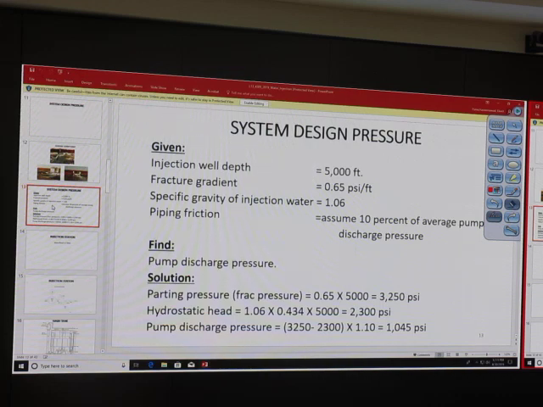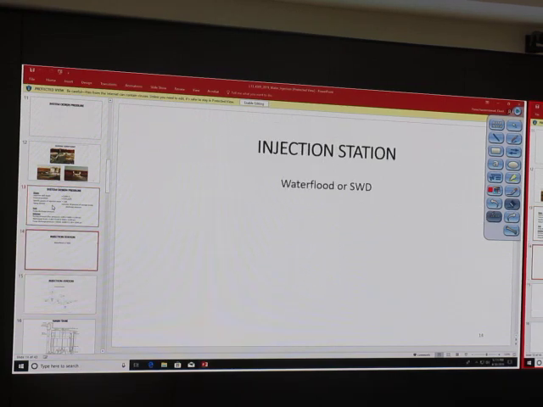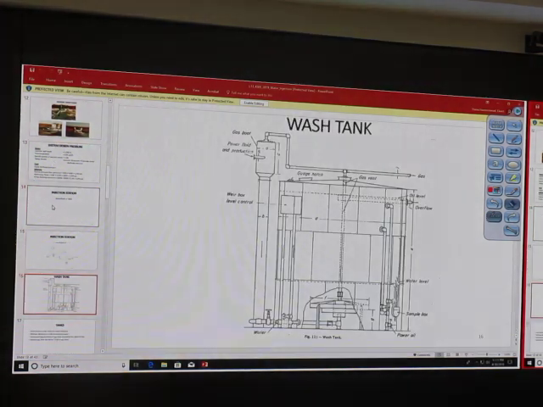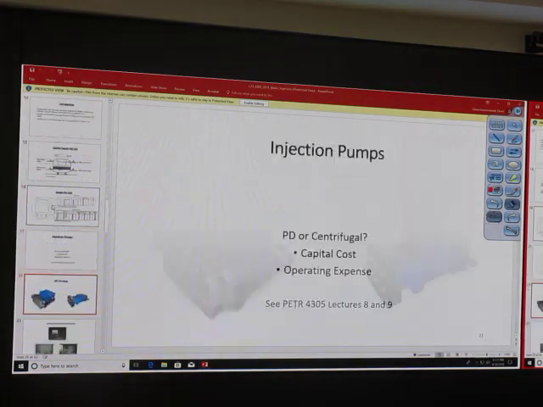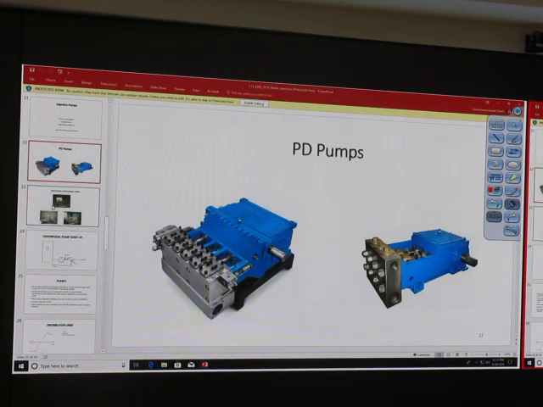For the calculation, you need to know the names of several things. Another picture. What is this pump? Triplex pump, right? Triplex. Is it PD or centrifugal? It's PD.